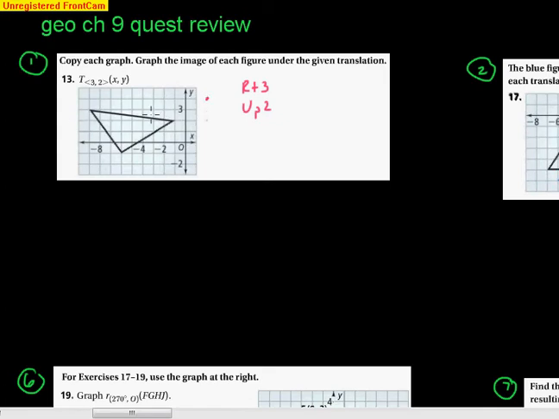Okay, so that's fine. This point, we'll move 1, 2, 3 to the right and up 2. There's the second point. This point, 1, 2, 3 to the right and up 2. And here is the new figure. And that's a translation of 3 to the right and 2 up.